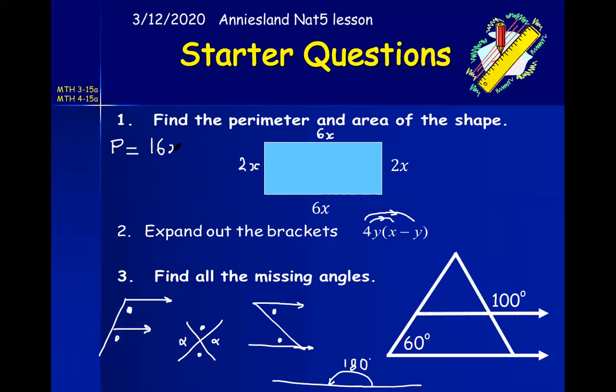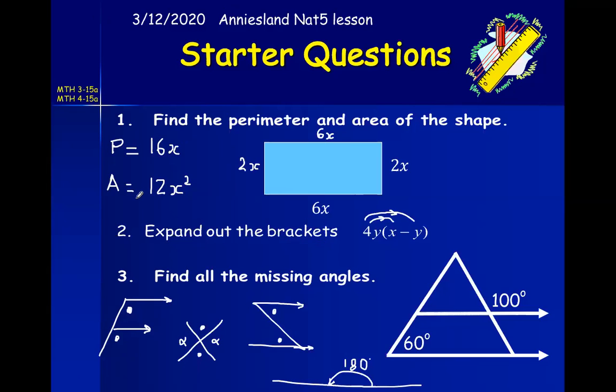Whereas the area, it's length times breadth, which is 6x times 2x, that is 12, yeah, x times x, you can rewrite it as 12x squared. Okay?